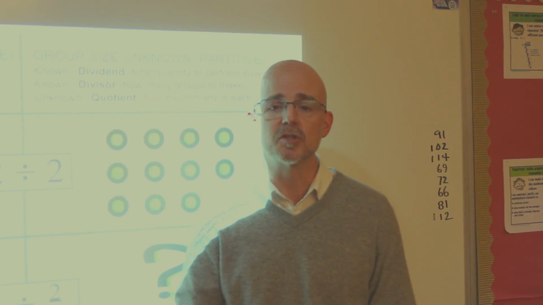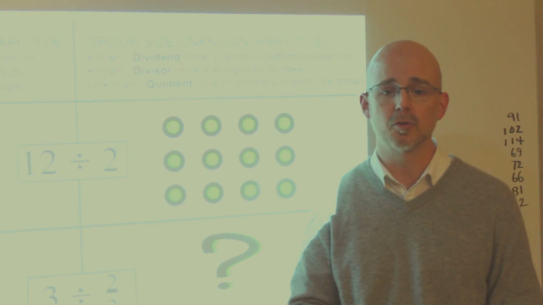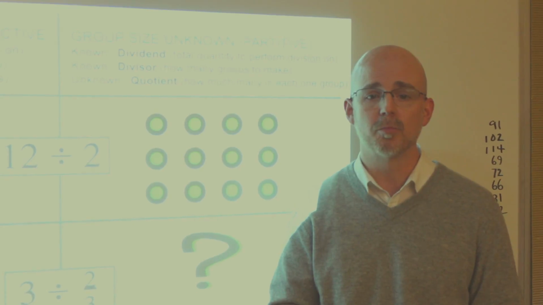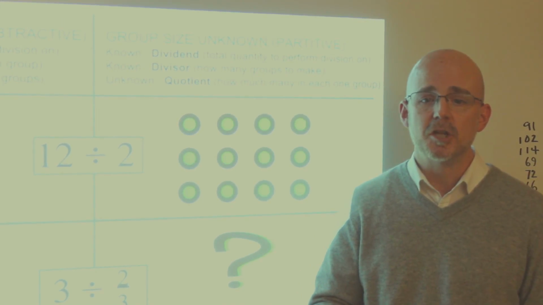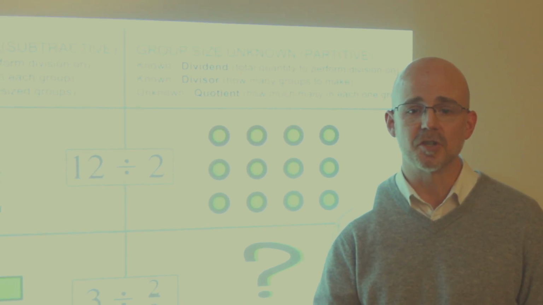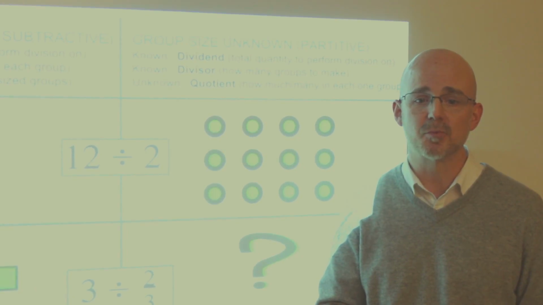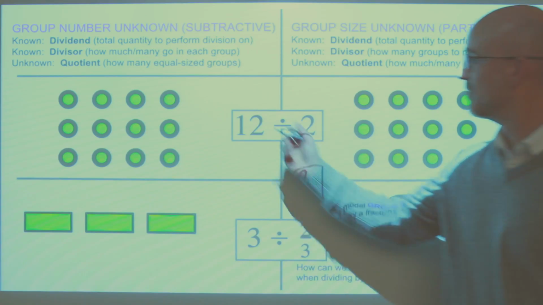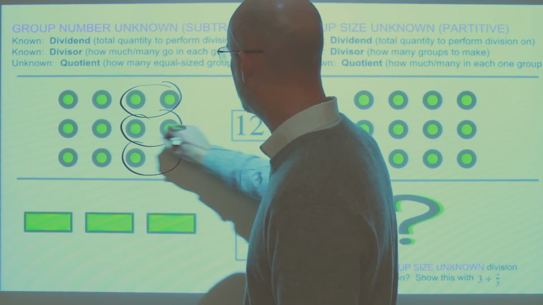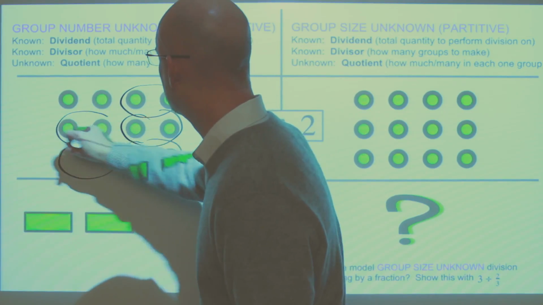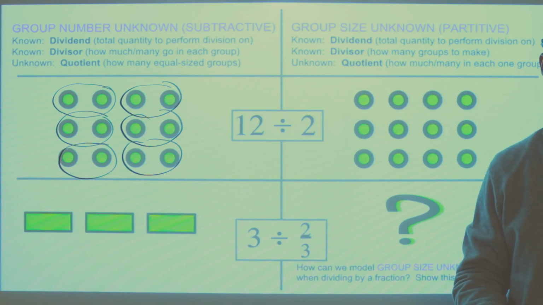Say Jenny has 12 cookies and wants to give 2 each to as many of her friends as she can. How many friends can she give 2 cookies to? So we're told how many belong in each group, or the group size, and we're left to find how many groups there are, or the group number. You can see why this is also called subtractive division, because we're subtracting the divisor, in this case 2, away from the dividend as many times as we can before we run out of cookies. So we got 2 here, 2 here, 2 here, 2 here, 2 here, and 2 here. So Jenny can give cookies to 6 friends.